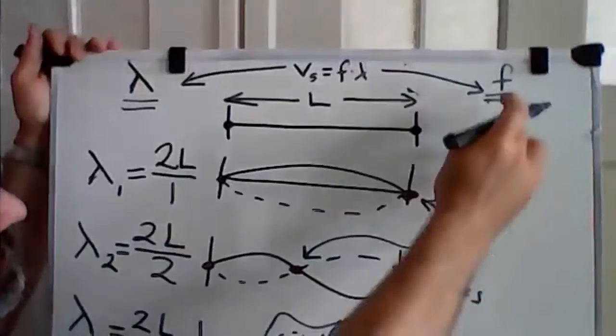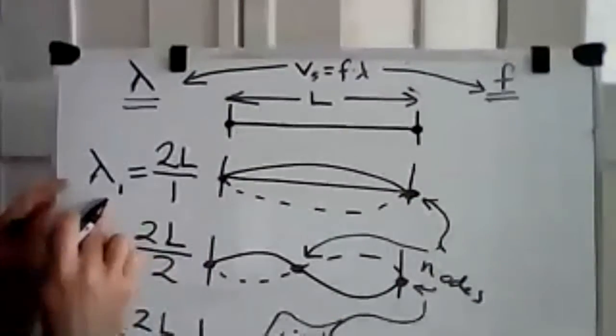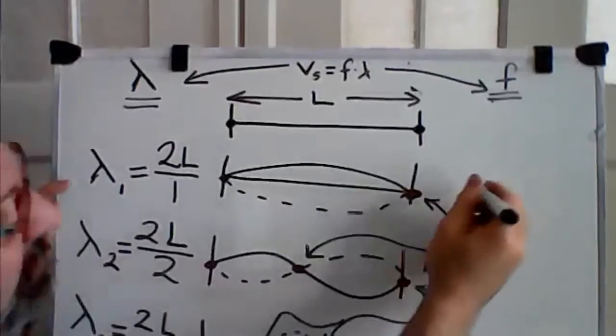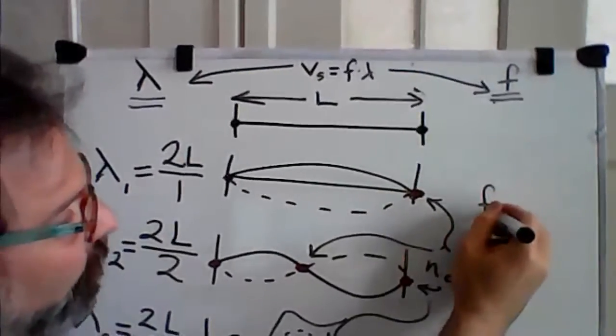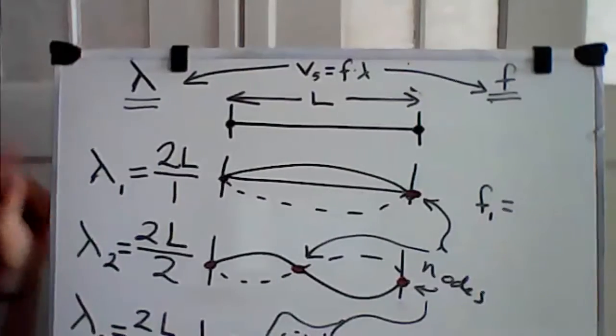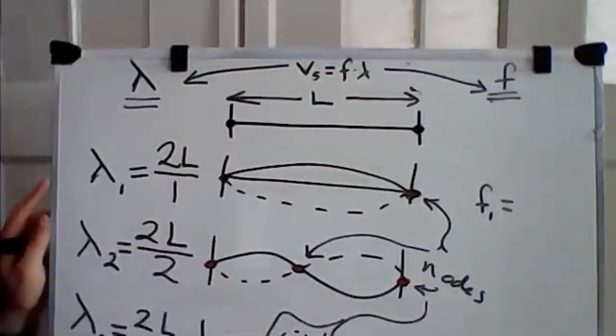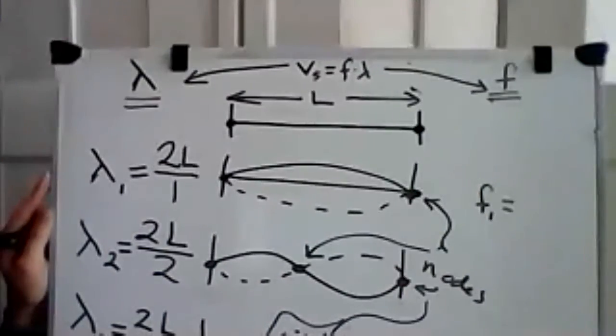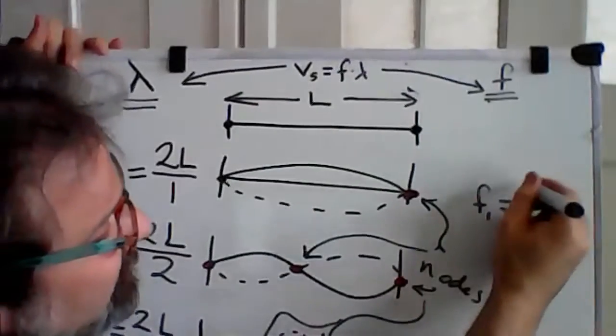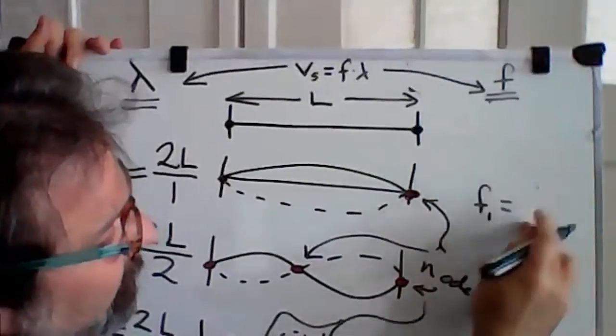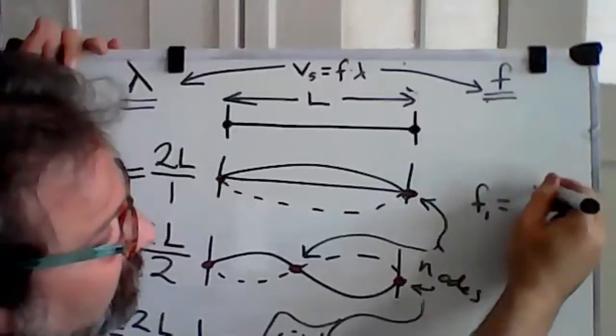So that means for our case, because lambda is 2L, right? That would mean F1 is equal to Vs divided by lambda. Does that make sense? Okay, I'll pretend you said yes. So this will be, now I'm leaving a gap right over here.